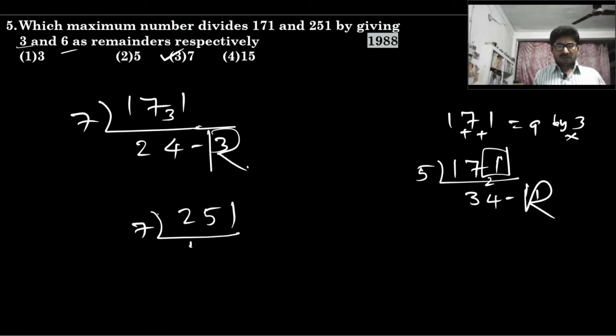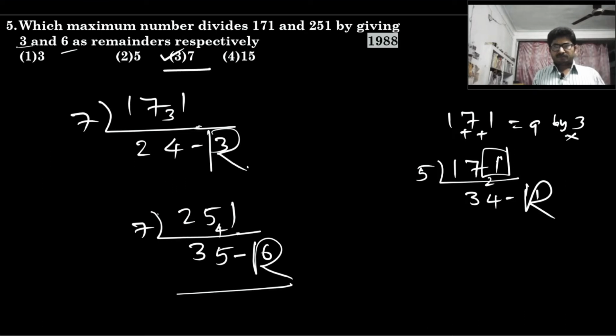7 3s are 21, 7 5s are 35, 41, 35, 6 as remainder. So that's why option 3 is the correct. This is trial and error method, children.